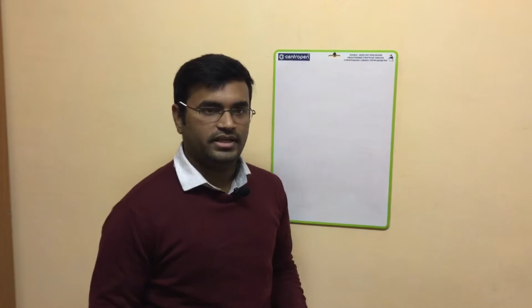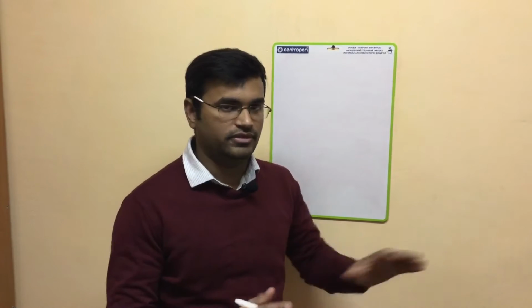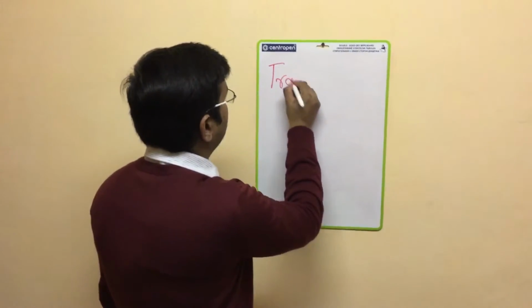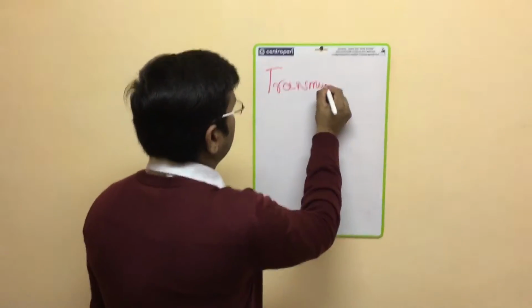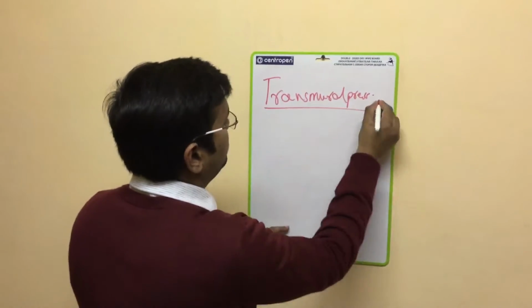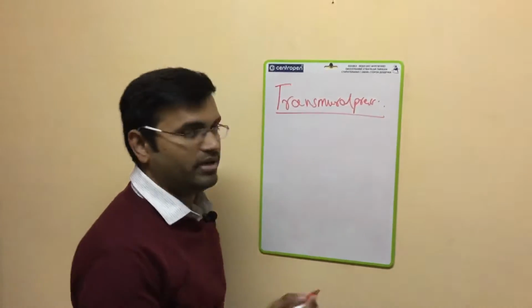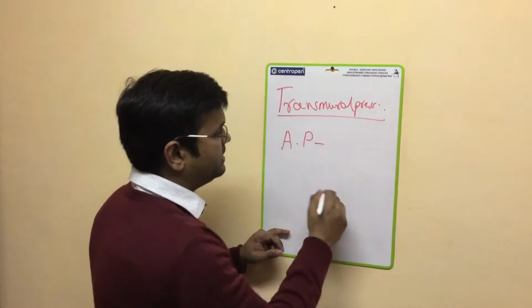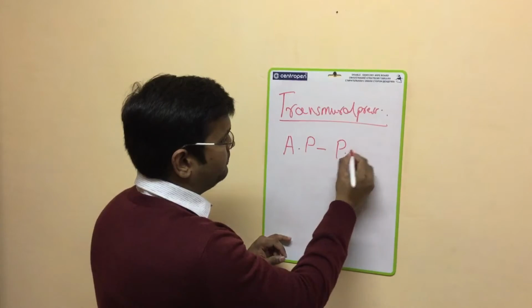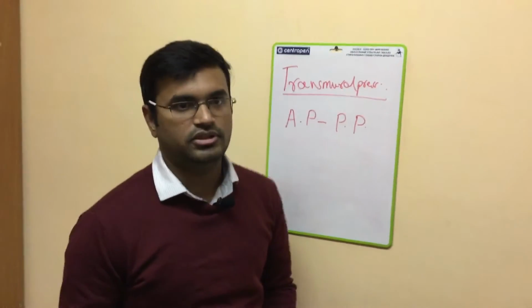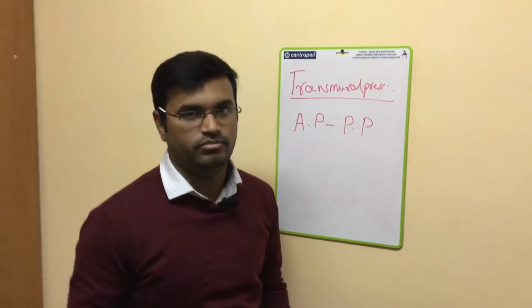So today I am going to discuss with you the transmural pressure, the left out topic of the last topic. Now, what is transmural pressure? Transmural pressure by definition is the alveolar pressure minus the pleural pressure, or intrapleural pressure, or the pressure between the parietal pleura and the visceral pleura.